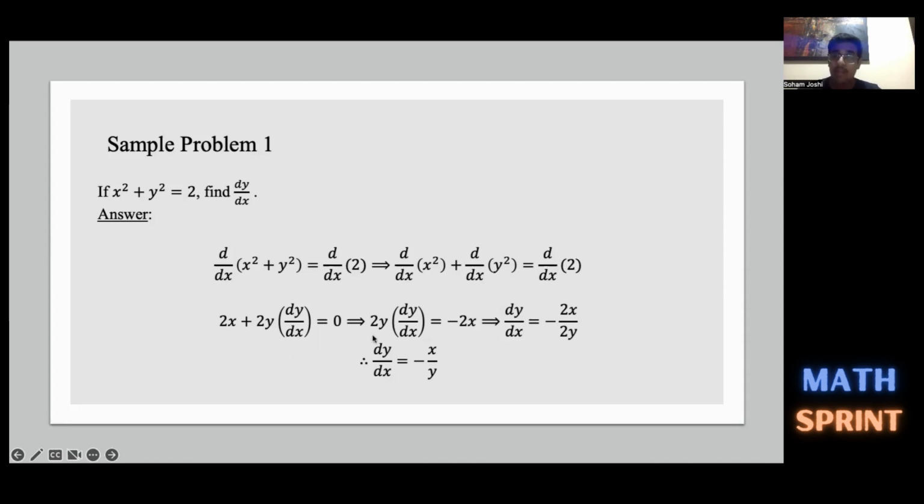So now we have the fifth step. For the fifth step, we have to divide the left-hand side and the right-hand side by 2y. And after canceling out the 2's from the numerator and denominator, we finally obtain dy by dx is equal to minus x by y.